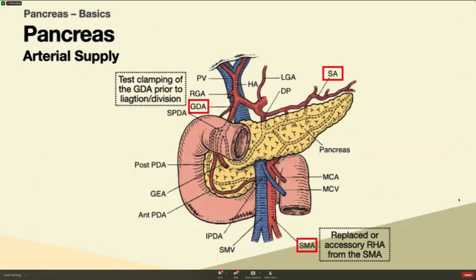For the arterial supply of the pancreas, the head is mostly supplied by the GDA and SMA, and the body and tail are supplied by the splenic artery. Just things to note, for the GDA, test clamping is done prior to division and ligation. This is part of the Whipple's procedure. And another thing to note during the Whipple's procedure, you have to watch out for the presence of the replaced or accessory right hepatic artery from the SMA.